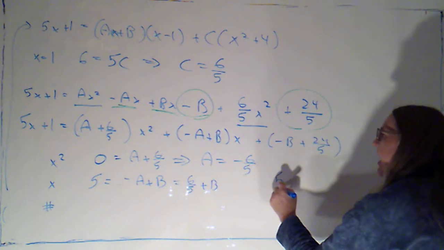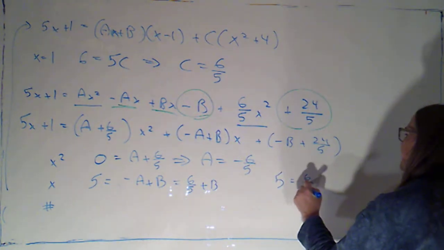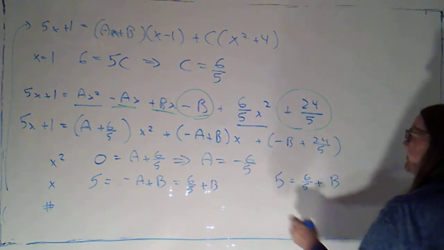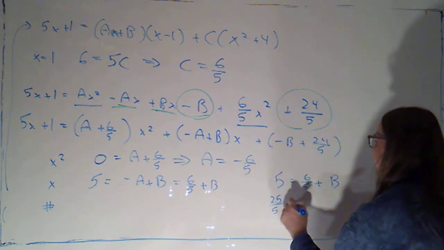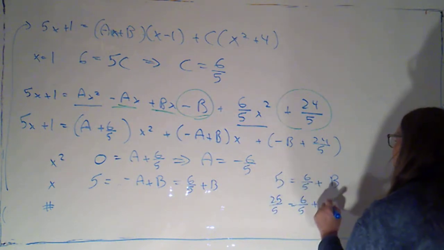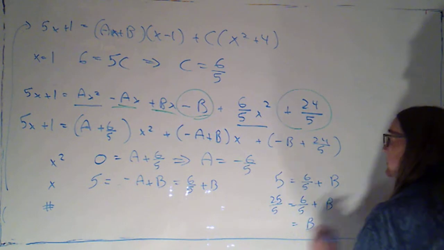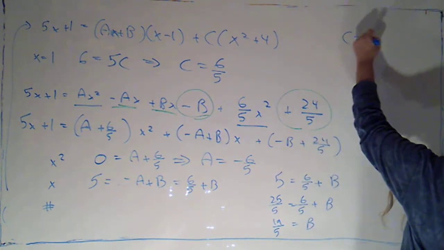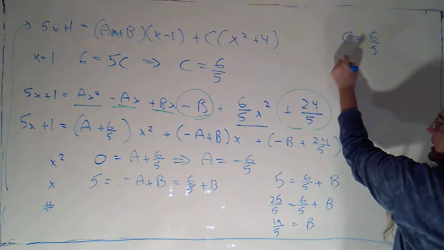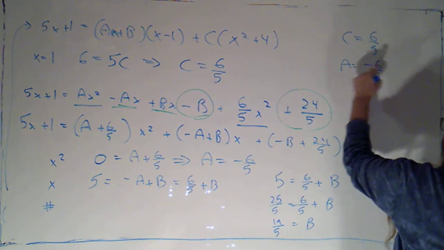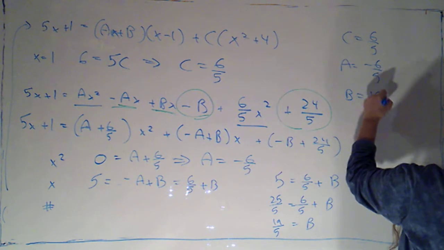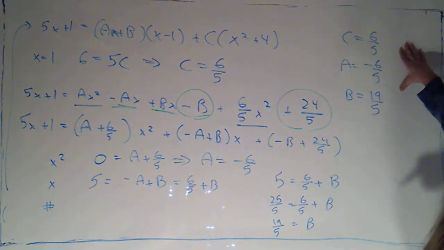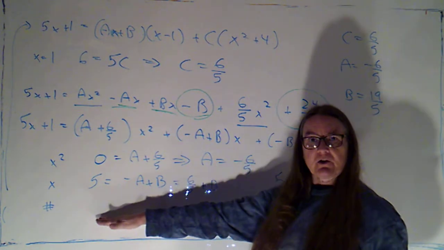So we've got 5 is equal to 6/5 plus b. That's 25/5 equals 6/5 plus b. So b would just equal 19/5. So let's see, I've got c equals 6/5, a is negative 6/5, and b is 19/5. Let's just see if that works in this 3rd equation.